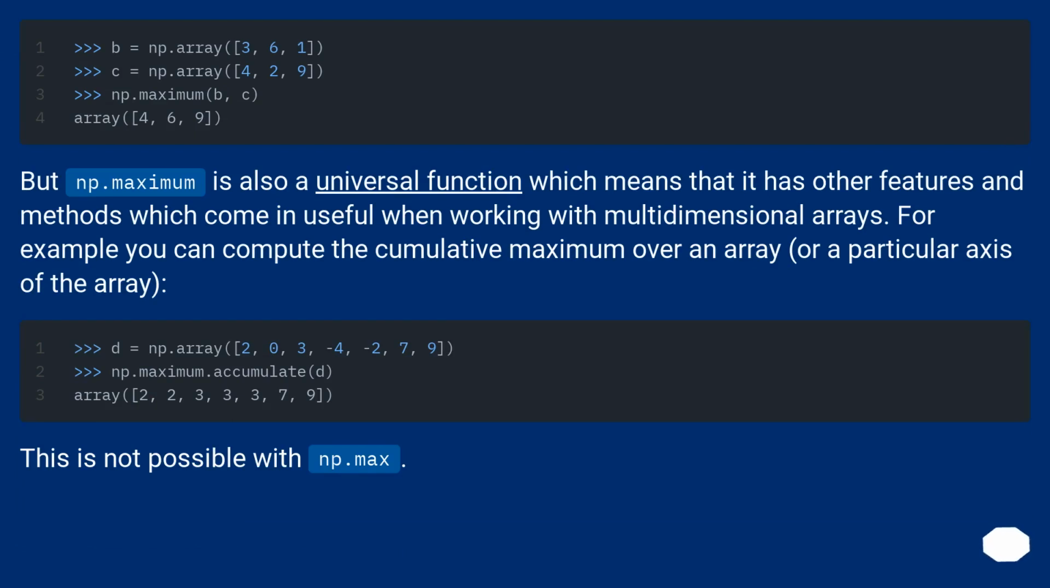but np.maximum is also a universal function, which means that it has other features and methods which come in useful when working with multidimensional arrays. For example, you can compute the cumulative maximum over an array, or a particular axis of the array. This is not possible with np.max.